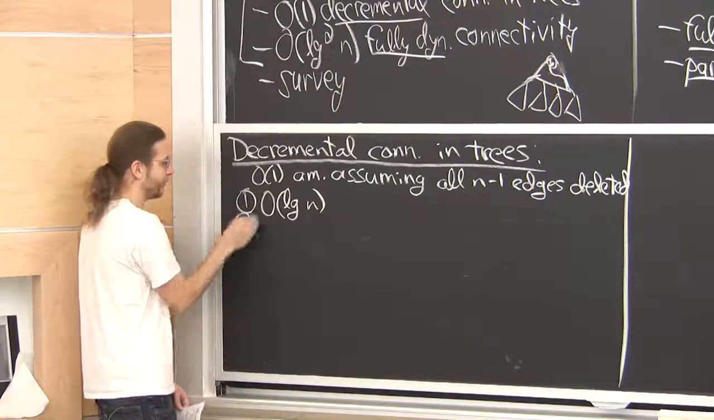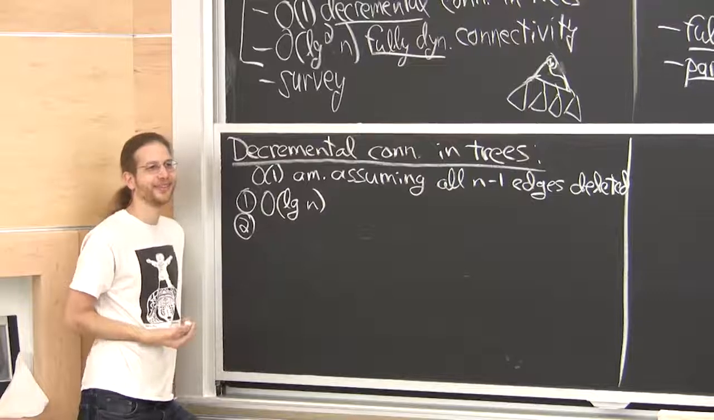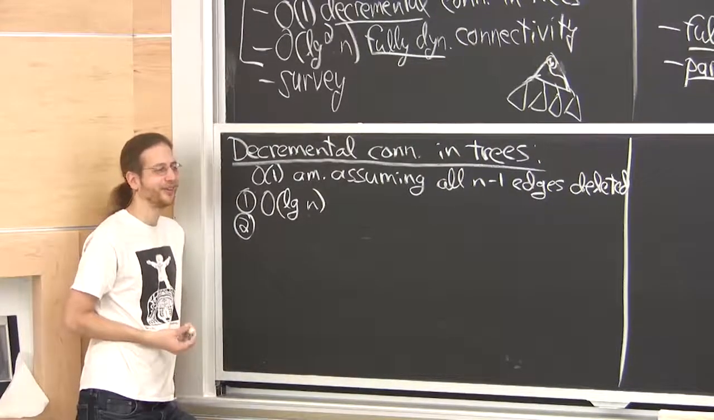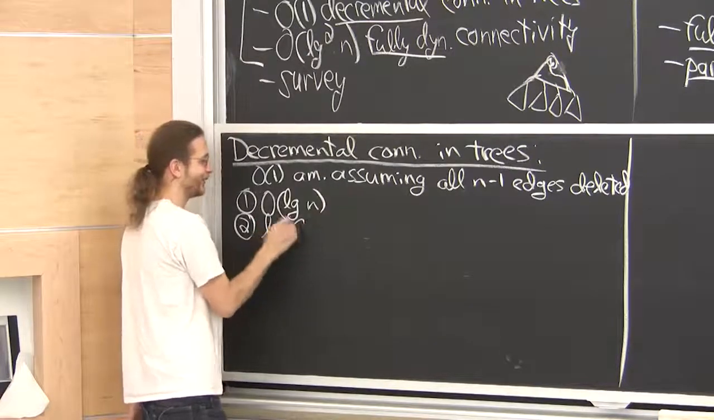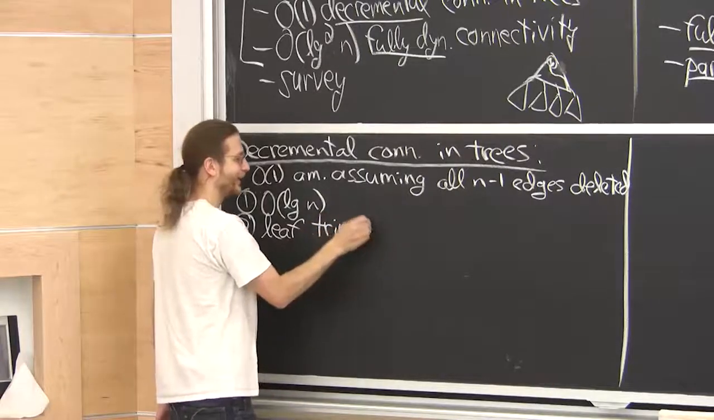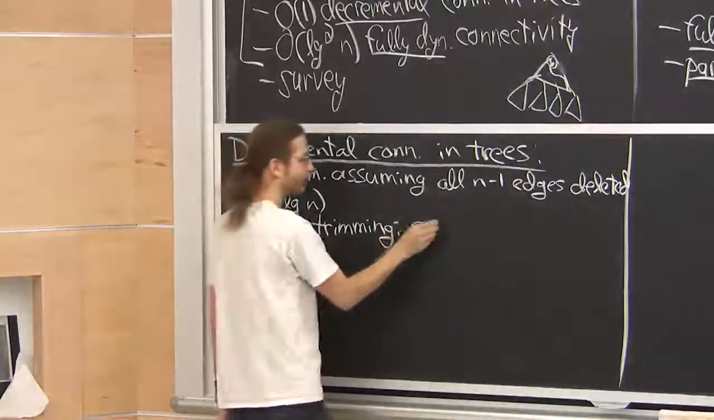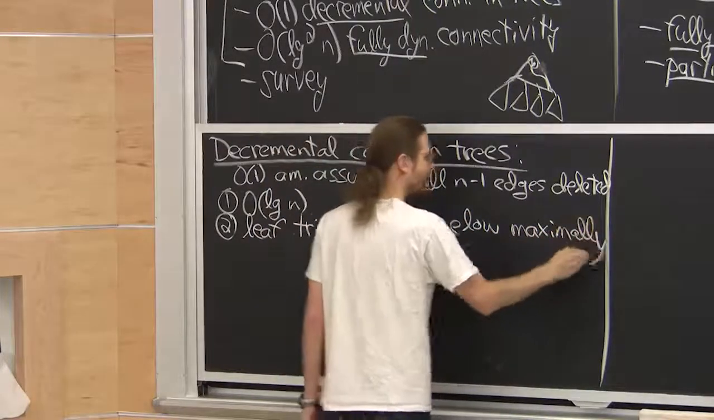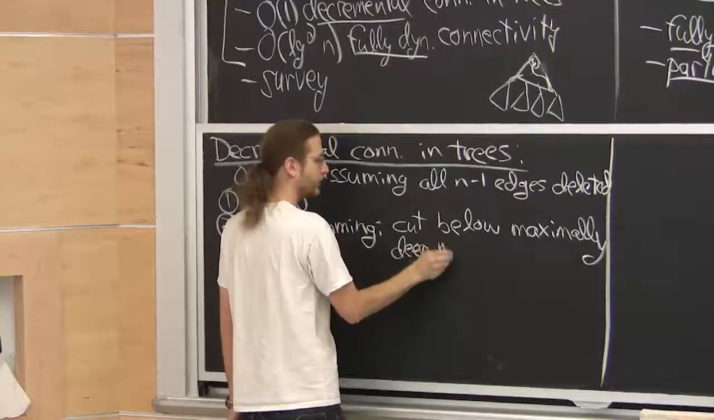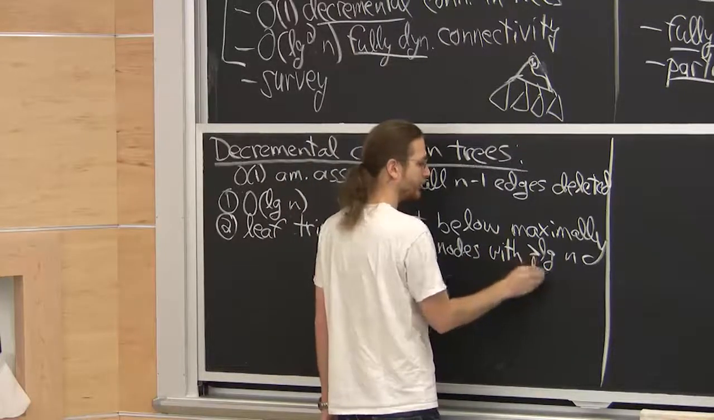Okay, so that may seem obvious, but how do we reduce a log n to a constant in general, in this class? Indirection, and maybe lookup tables. Yep. How do we do indirection in a tree? Leaf pruning, leaf trimming, whatever you want to call it. Should call it the Edward Scissorhands approach or something. So leaf trimming. What I want to do is cut below maximally deep nodes with greater than log n descendants.